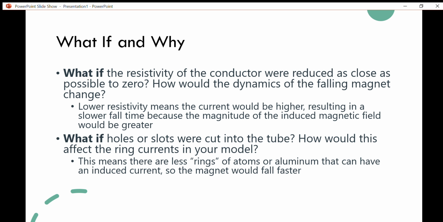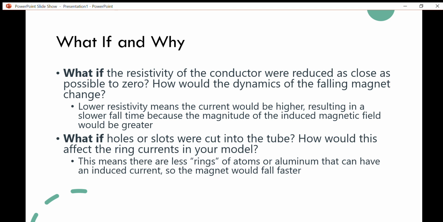So what if and why? So what if the resistivity of the conductor were reduced as close as possible to 0? And how would the dynamics of the falling magnet change? So lower resistivity means that the current would be higher, so it's going to result in a slower fall time because the magnitude of the induced current would be greater.